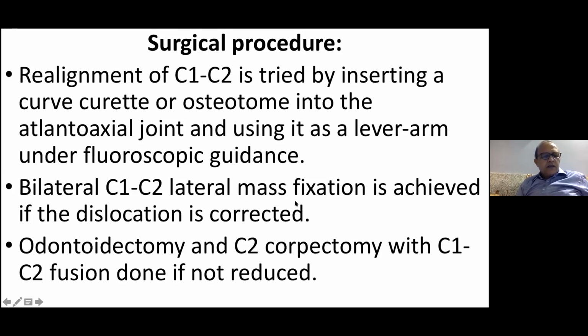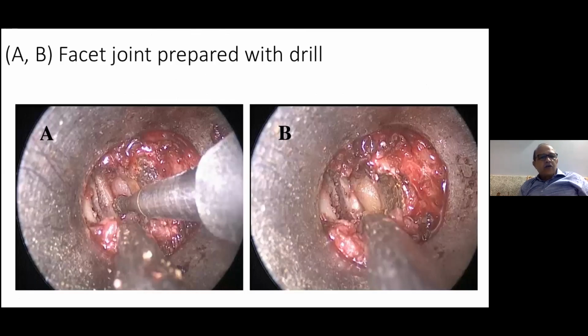Then if it is not reduced, you have to go for odontectomy and also removal of the C2 part of the C2 body until there is good decompression, and that is decided by the Wackenheim line, which I think I have discussed, or it is there in subsequent slides. So if it is not reduced, then decompression can also be performed in the same sitting.